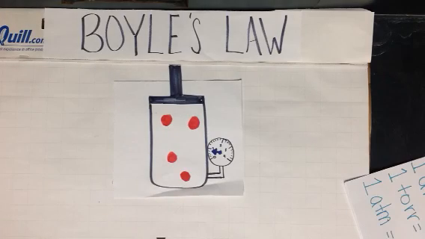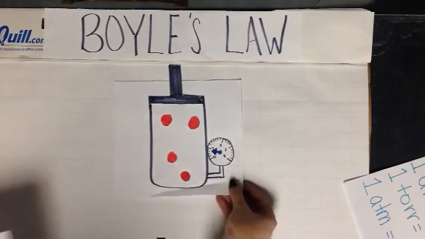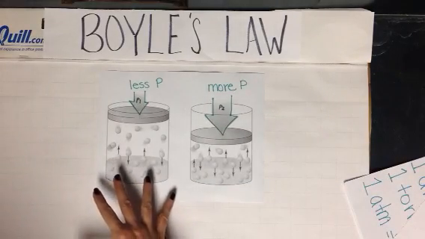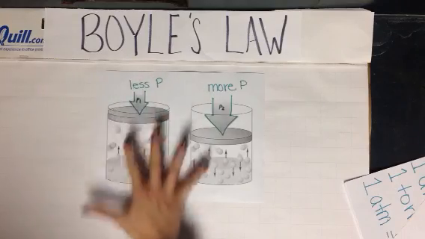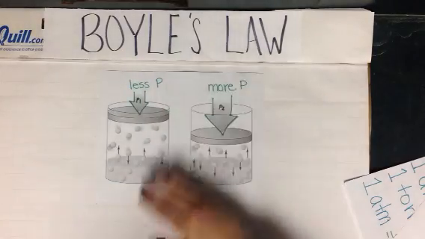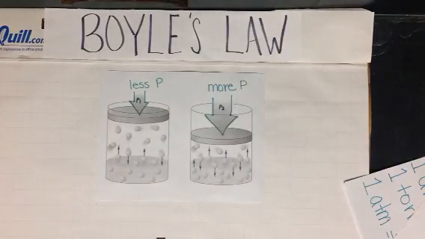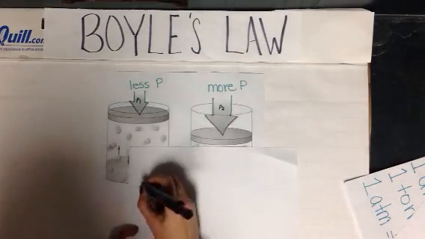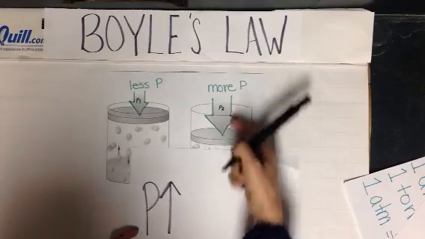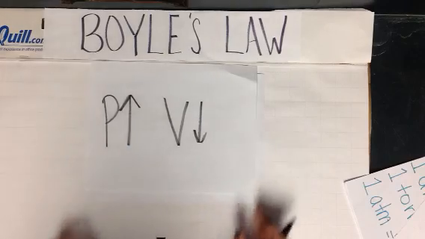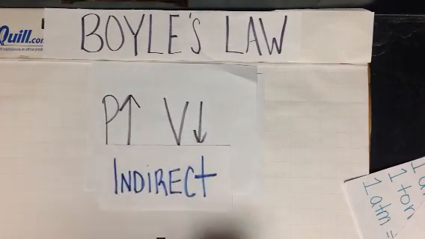So, in other words then, if I apply less pressure, then there's more volume. If I put more pressure, I'm squeezing and making that a smaller volume, okay? So as pressure increases, my volume decreases, okay? And vice versa. This is called an indirect relationship.